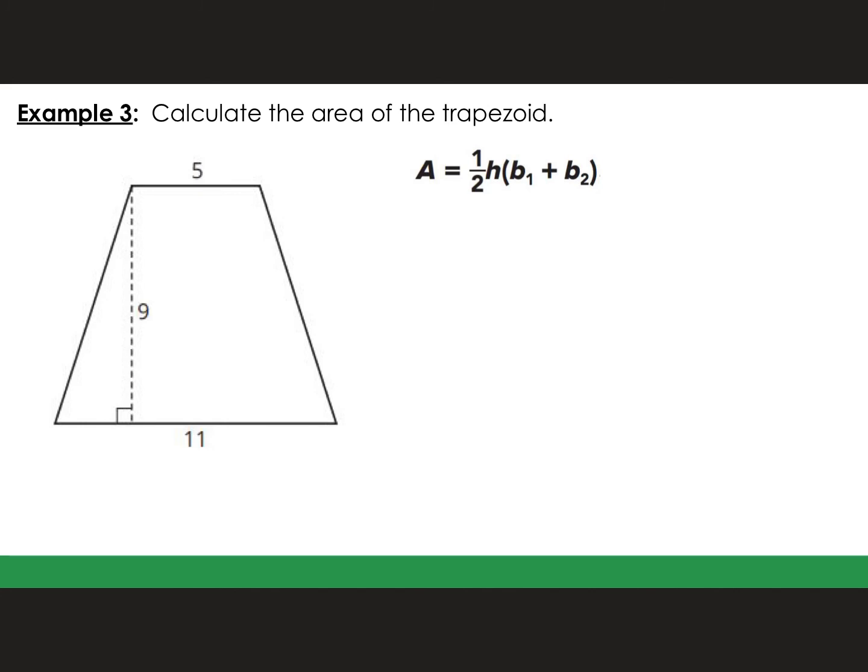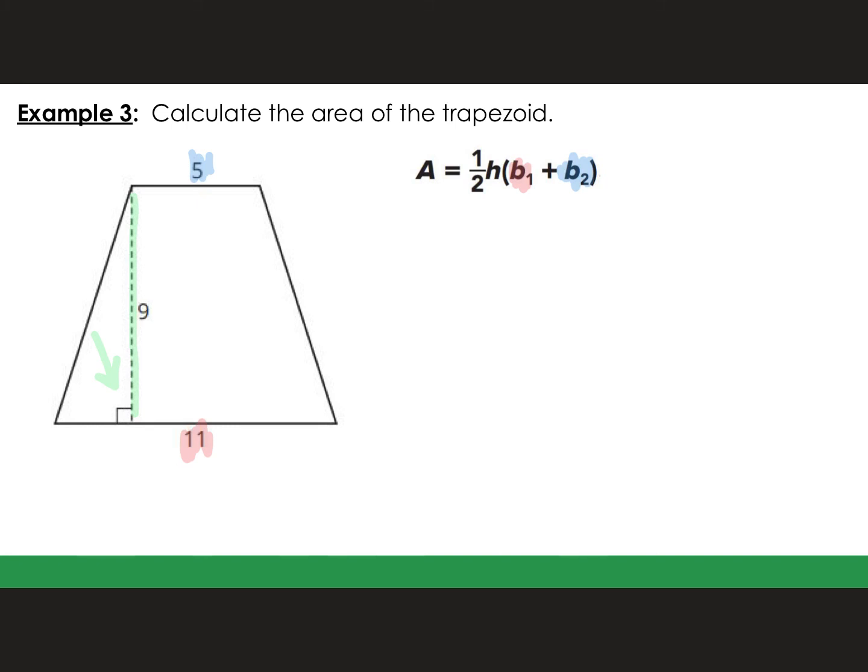Okay, so here's a trapezoid, and we have a formula for a trapezoid. We have area equals 1/2 height times the base 1 plus base 2. So we need to figure out what base 1 and base 2 are. But since we're adding, it doesn't really matter which one's which. For this problem, we'll use the 5 as base 2 and the 11 as base 1. So just like before, we're going to have to find this altitude for the height. And we can find that based on the right angle.